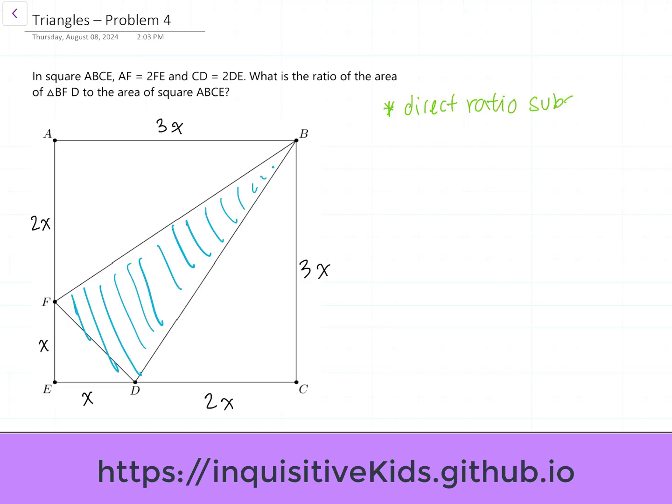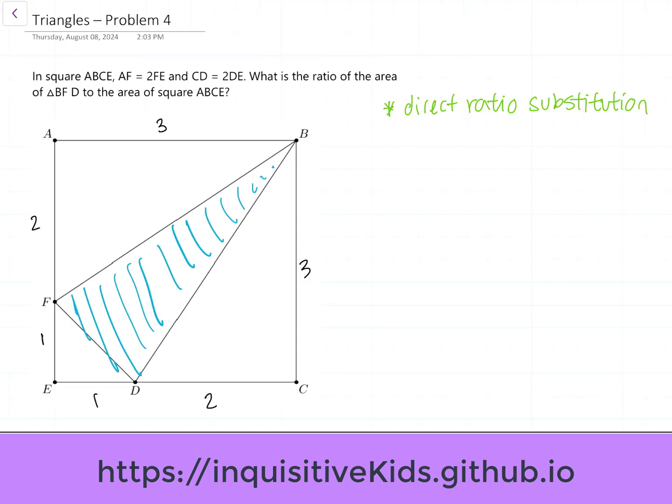Pretty straightforward. All you have to do is find two values that also satisfy that ratio that makes your calculation much easier. For example, we can set x as 1. That will make 2x and 3x respectively 2 and 3. And this doesn't really change the ratio of the sides, right? They're still the same ratio. So we don't have to worry about that. All we have to do now is actually solve for each of the areas.